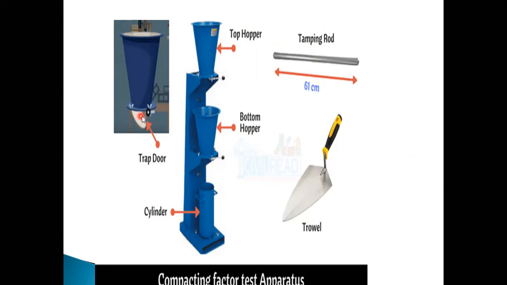The trap door contains a lock. While placing the concrete into the hopper, we have to keep the trap door closed, and as we follow the steps, we open it such that the concrete will fall into the bottom hopper, and when we open the trap door of the bottom hopper, it falls into the cylinder. So that is all about the apparatus required for the compaction factor test.